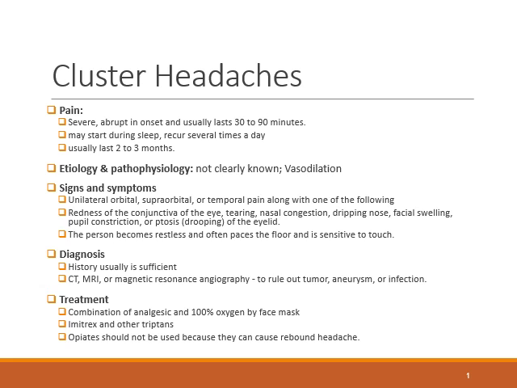Diagnosis usually is through history. They may do a CT and MRI or magnetic resonance angiogram just to rule out that there is not a tumor or aneurysm or something else causing the headache. So treatment usually is a combination of analgesics and 100% oxygen by face mask. Once again, this is going to cause vasoconstriction to a point, that 100% oxygen. Imitrex and other triptans are usually used. Opiates are not used because that can cause rebound headaches.